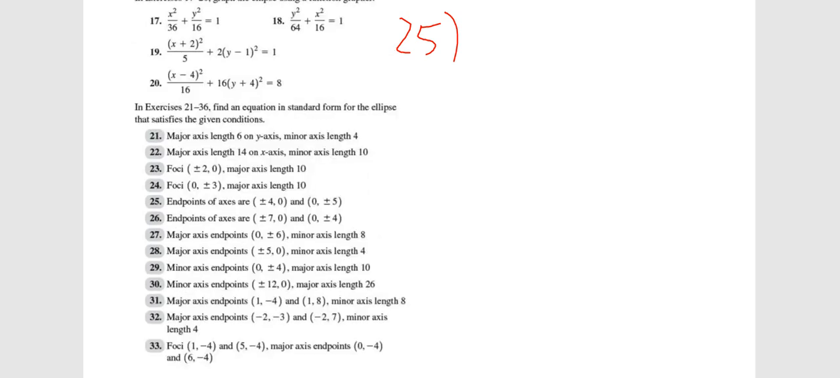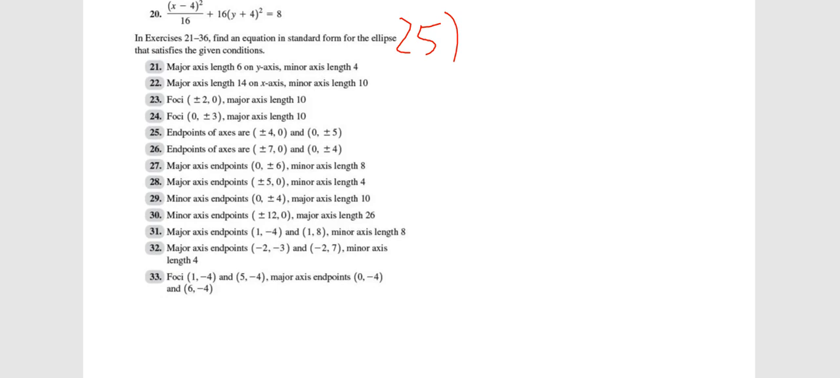Oh, wait, 25? We already did that one last night, huh? Did you? Oh, okay, so you already know how to do it. I graphed them, but I didn't know how to do it. Oh, okay, then we can do 25, and then I'll check your homework. Endpoints of the axes are plus and minus 4, 0. Let's switch over to this.